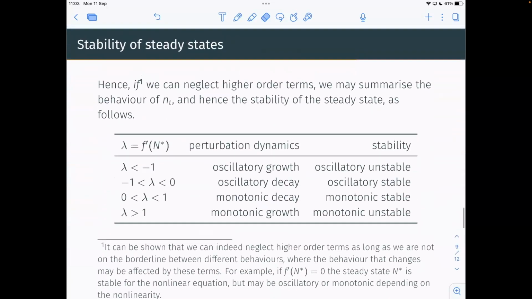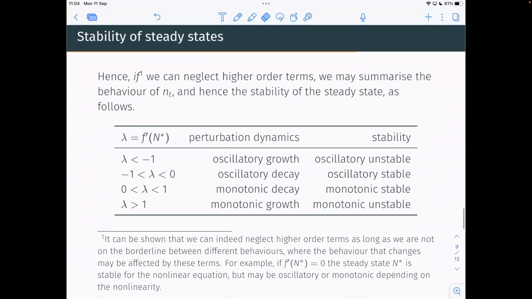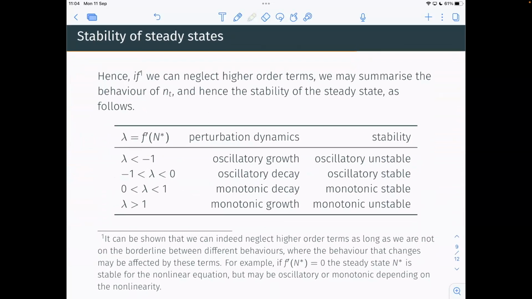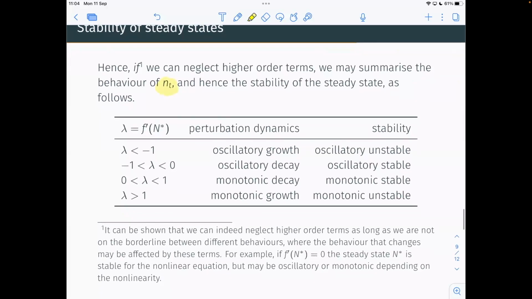Okay, what does all of this mean then? If we're neglecting those higher order nonlinear terms, we've transformed our nonlinear population model, which is difficult, into a linear population model, which is easy, at least close to our steady states. And so we can summarize the behavior of our perturbation as follows. We find this lambda by taking the derivative of our net growth rate, little f, at our steady state, and then we see what value it has.